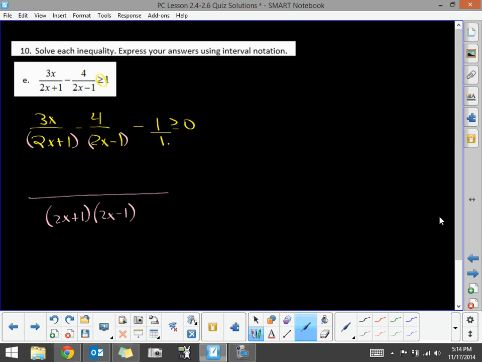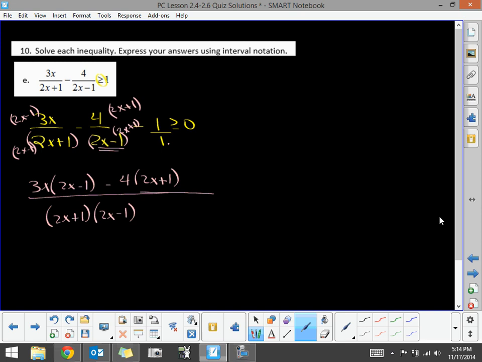So what I want to do is create a common denominator, so I would have to multiply this denominator by the 2x minus 1. Whatever I do to the bottom, I do to the top, so 2x minus 1. So really I have a 3x times 2x minus 1 minus 4. In order to create a common denominator for this fraction, I have to multiply top and bottom by 2x plus 1. So 2x plus 1. So it's going to be negative 4 times 2x plus 1.